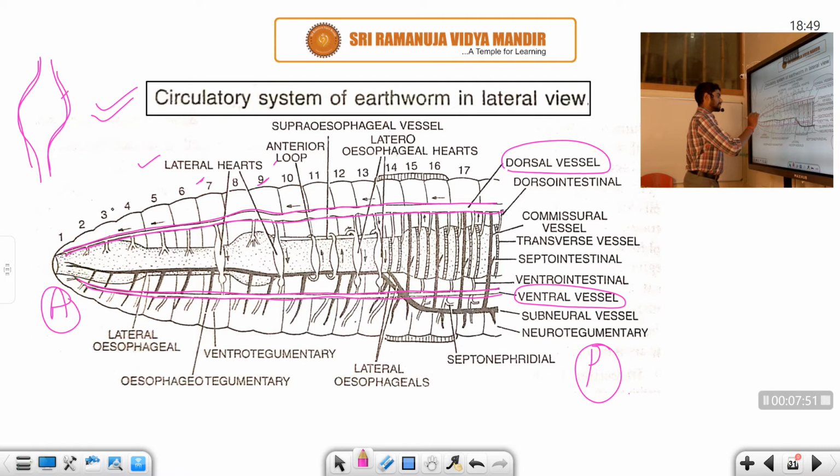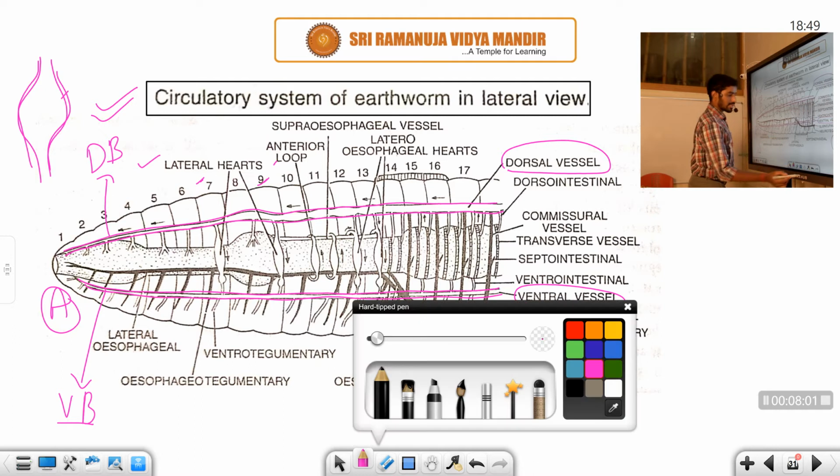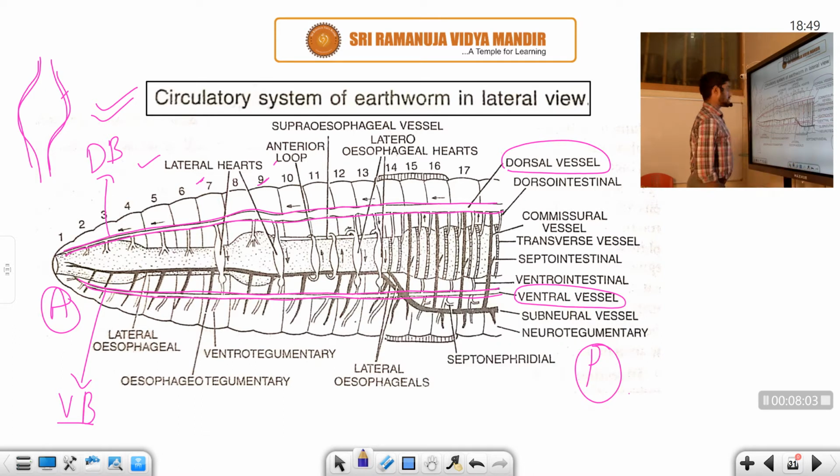This is dorsal, right? Dorsal blood vessel, DB. And this is, what is that? Ventral blood vessel, right? So carefully observe now. I'll change the color for your understanding. Now you can see this blue color part that I'm discussing. What is this? This is one lateral heart. And this is also another lateral heart.